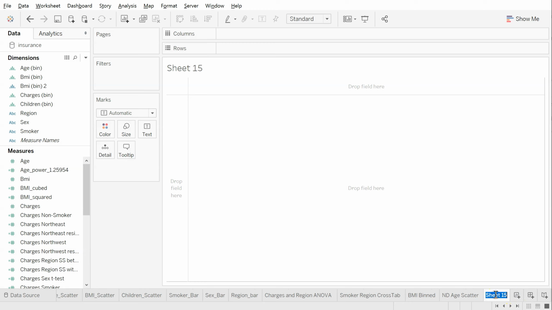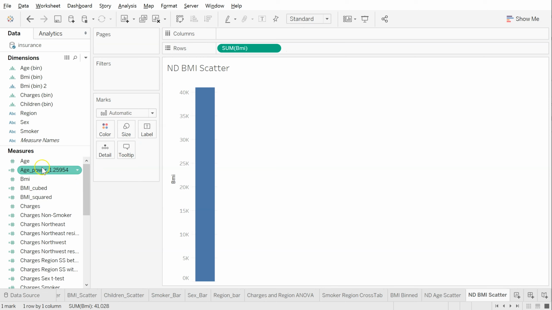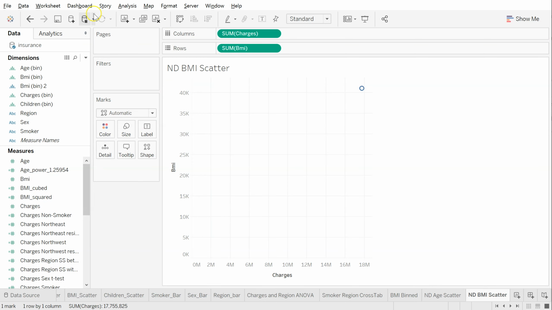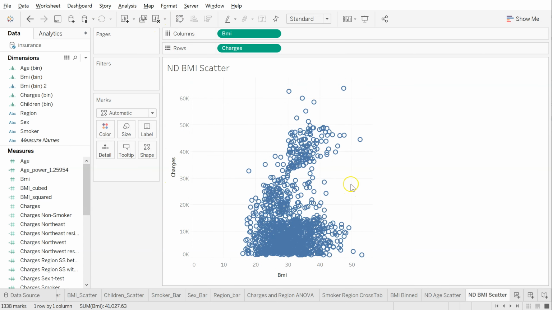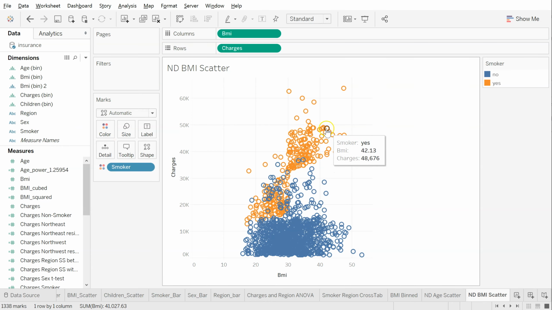I'm going to create another one here and call this MD BMI scatter. And let's go ahead and bring in BMI and charges again. Disaggregate data. Oops, let's flip those around. So charges on the Y. Okay. So once again, because we know smoker had the biggest effects, I'm just going to start right there and pull it in, put it on color. And look at that. That's pretty clear. Those who smoke at all levels of BMI have higher charges.